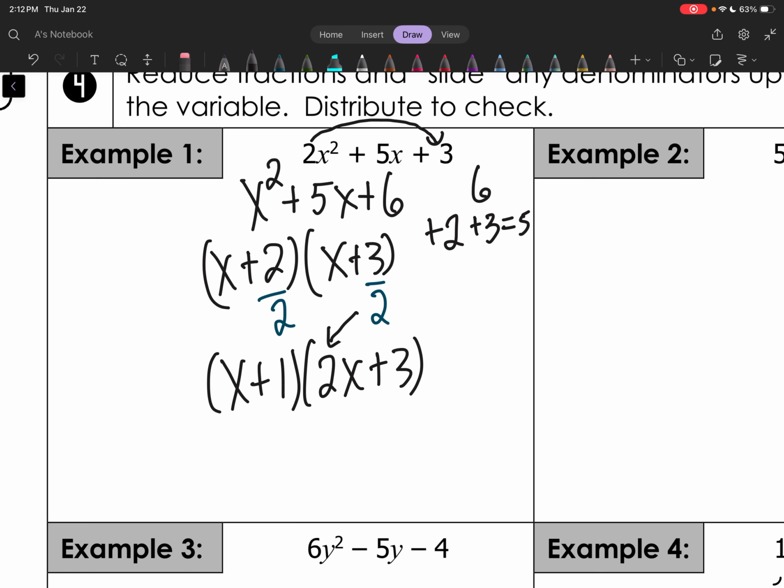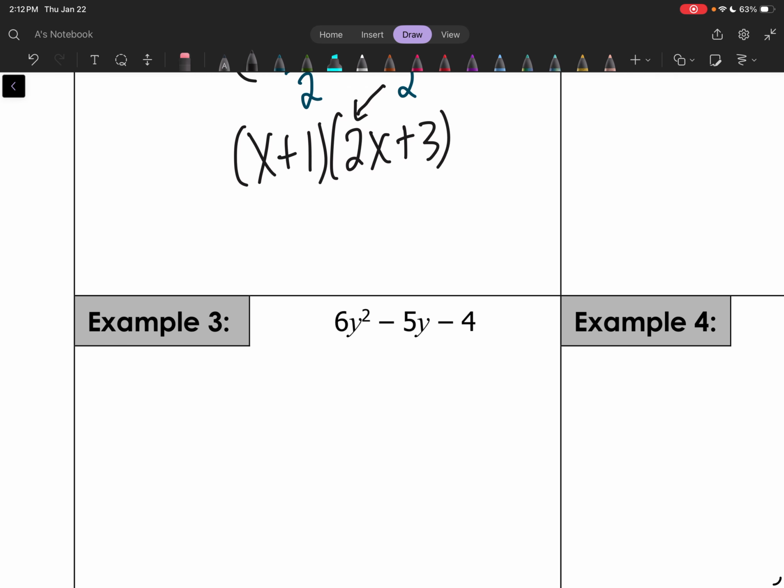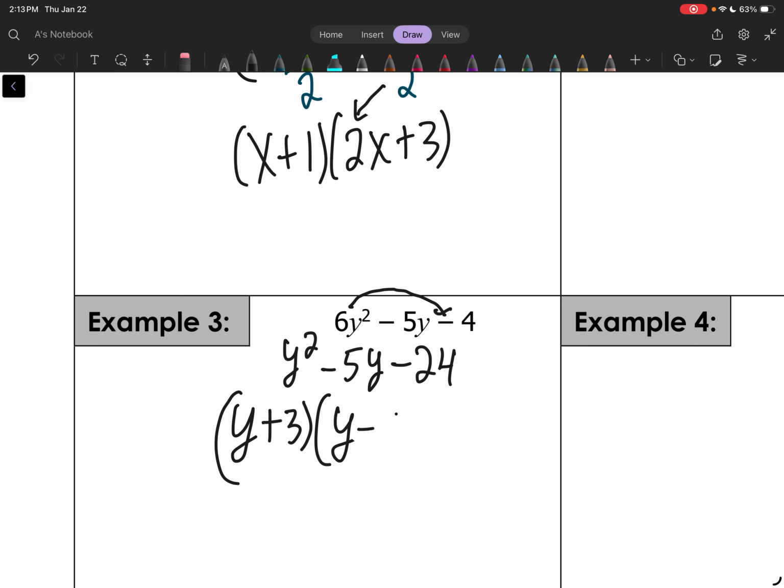All right, I'm going to do one more. Let's do number 3. There is no GCF. Y squared minus 5y minus 24. Now I'm going to go with the assumption that you know how to break out the factors of 24. Whenever you do this, the 2 ones that you're going to get is positive 3 and negative 8. So this will give me y plus 3, y minus 8.